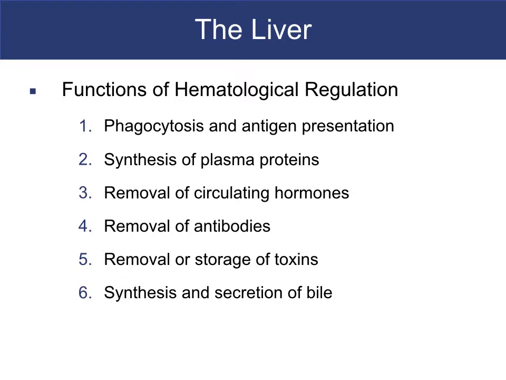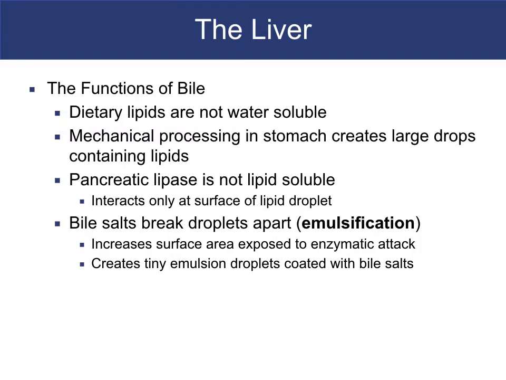How does the liver work in terms of hematologic regulation, your blood regulation? Well, phagocytosis goes through and eats up most anything that's in the blood that shouldn't be there. We manufacture all of our plasma proteins. Those are mostly albumins and globulins. We talked about those yet? Maybe that comes next chapter. It removes antibodies that have been used up. It takes out toxins, and it synthesizes bile. We'll talk about bile here a good bit more in just a bit.